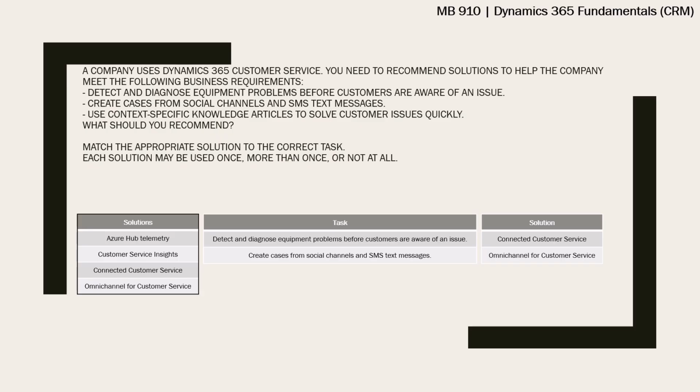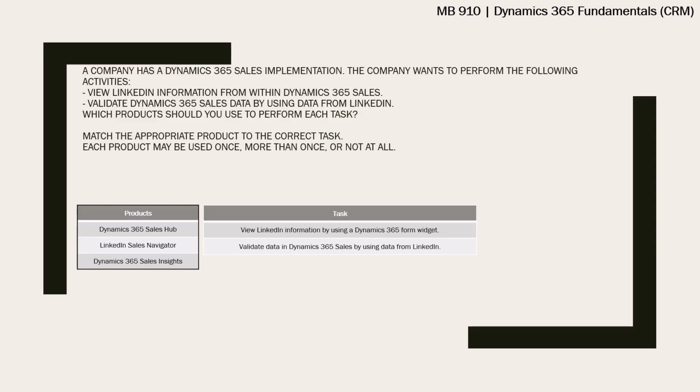A company has a Dynamics 365 Sales implementation. The company wants to perform the following activities. View LinkedIn information from within Dynamics 365 Sales. Validate Dynamics 365 Sales data by using data from LinkedIn. Which products should you use to perform each task? Match the appropriate product to the correct task. Each product may be used once, more than once, or not at all.